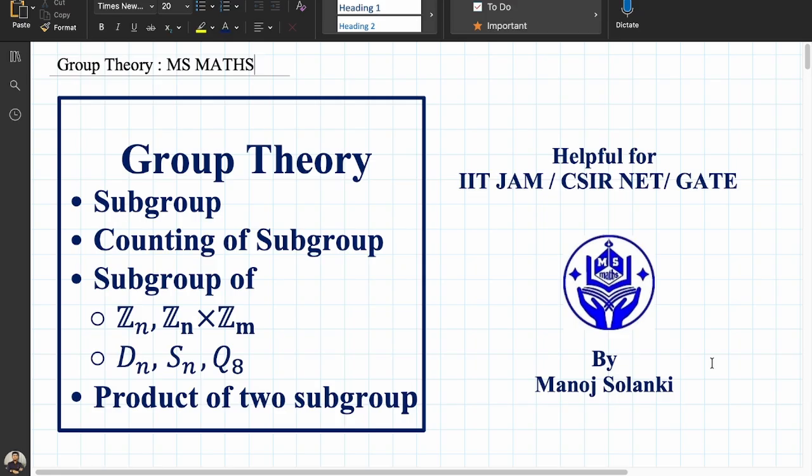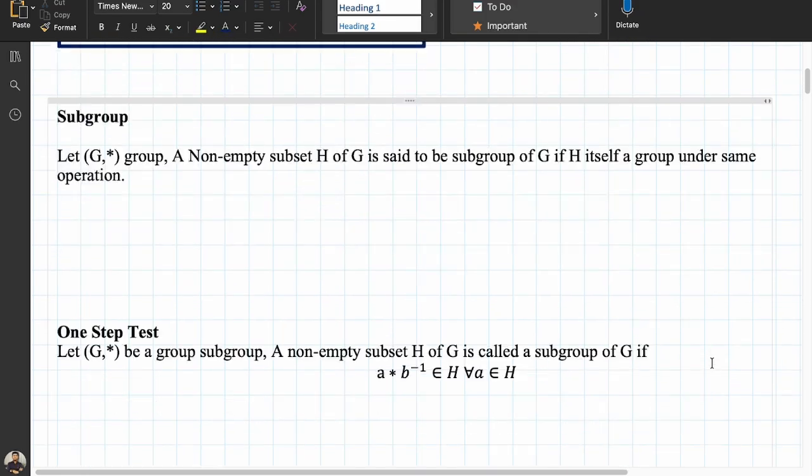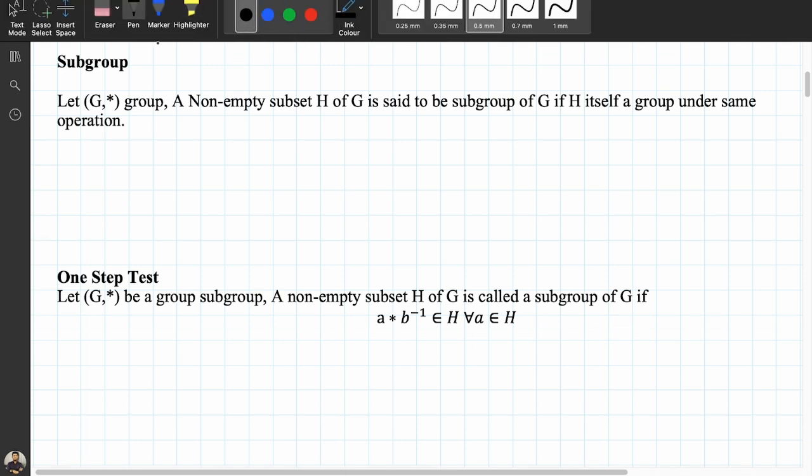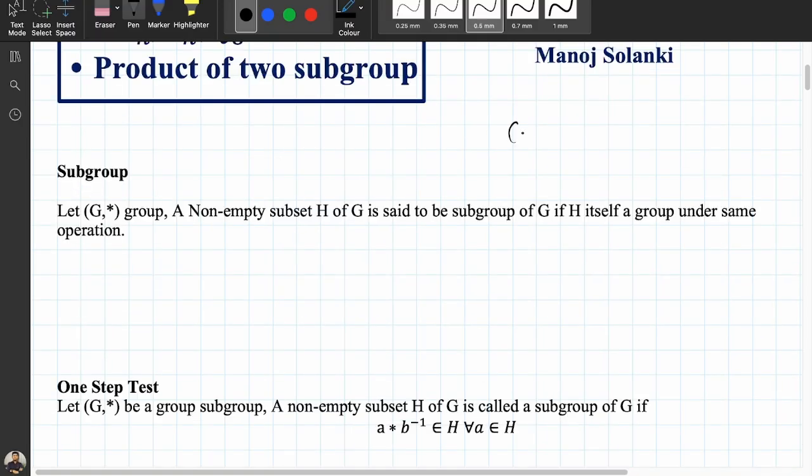In this video, we'll discuss subgroups. So we'll start with the definition of subgroup. What is the definition of subgroup? A subgroup is basically a subset. If you have any group G star, under composition star, that is known as binary operation, and H is a subset of G, it will be a subgroup of G.